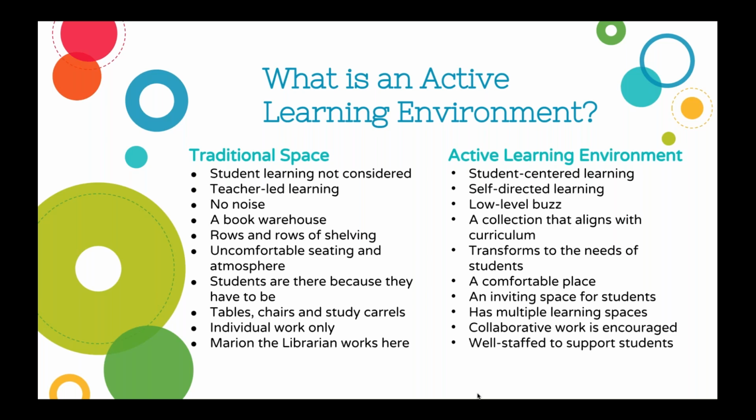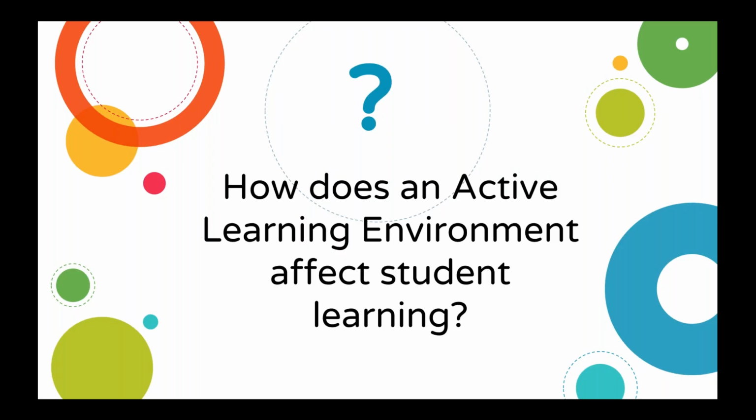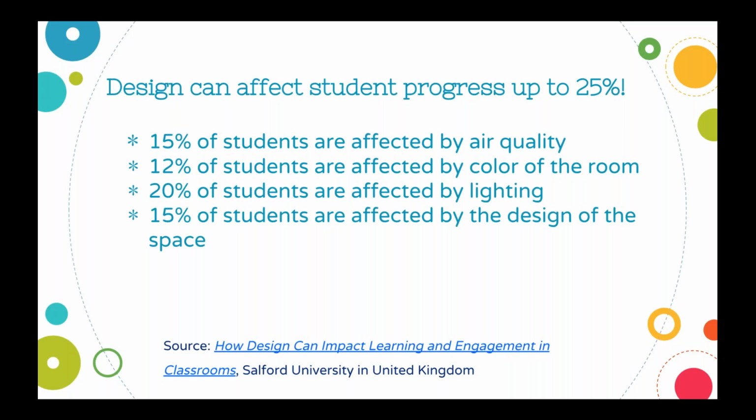So let's talk a little bit more about how an active learning environment affects student learning. The design can actually affect progress of students' work by up to 25%. 15% of the students are affected by air quality, the movement or lack of movement in the space, or odors given off by the furniture, the carpet, or paint if there's been a new design in the room. It can also be affected after PE or recess or some other activities where the students are more active.